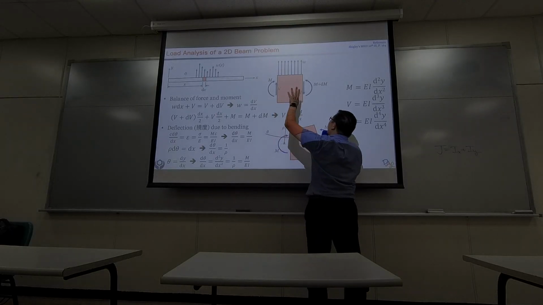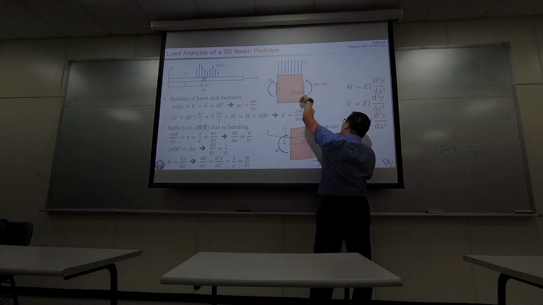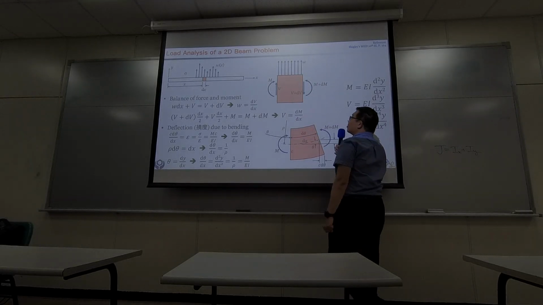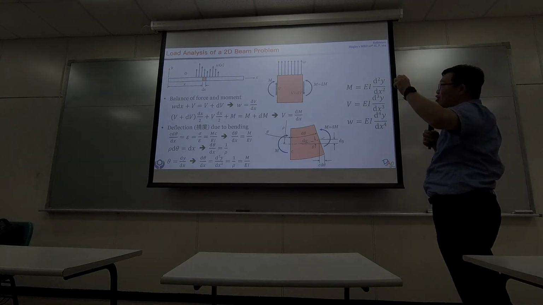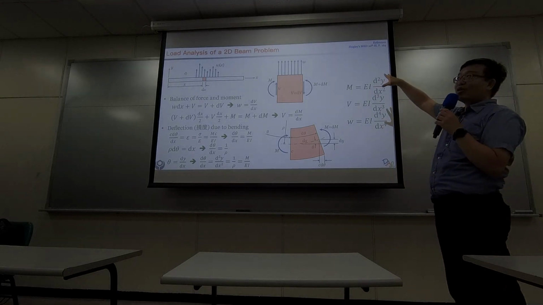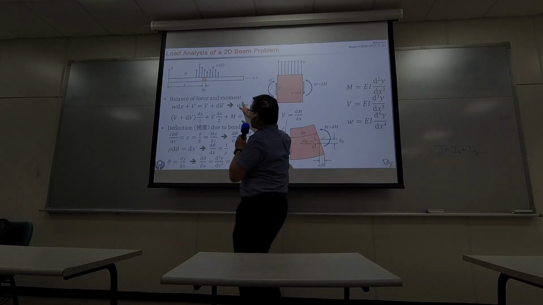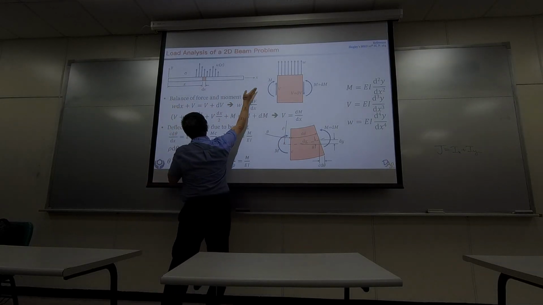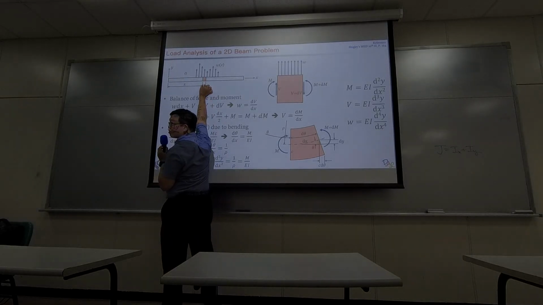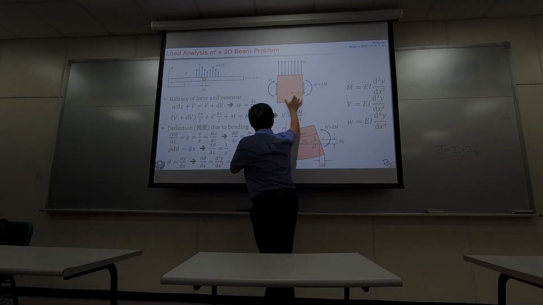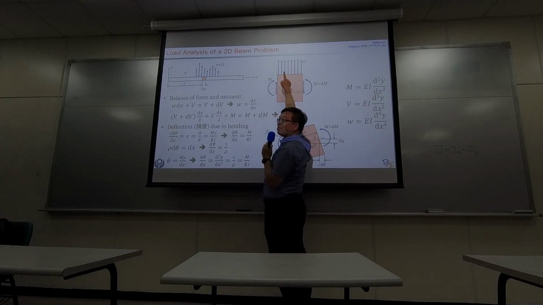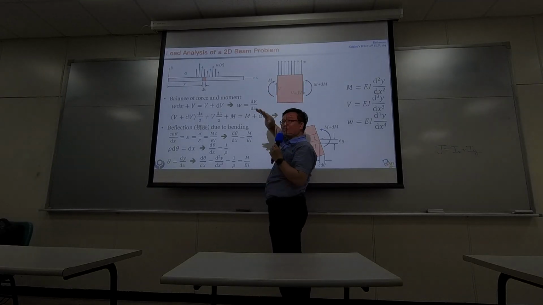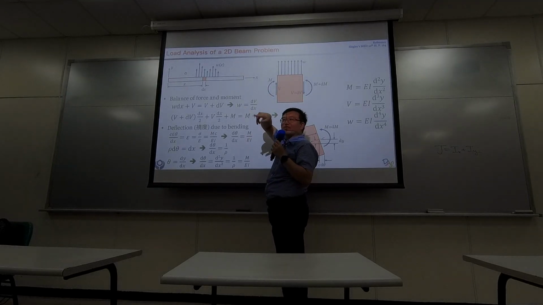So above the beam, there are some distributed loads, and the magnitude of the distributed load equals W. W could be different at different positions. But right here, because this width is super small, the force amount on the top remains constant value W.